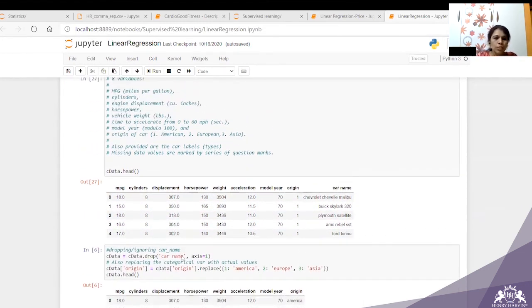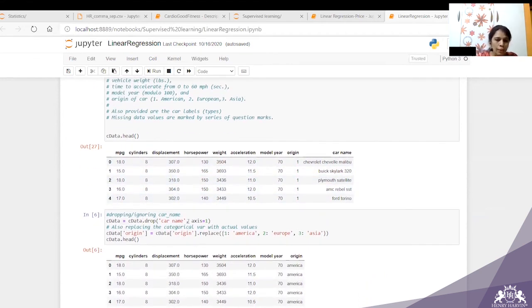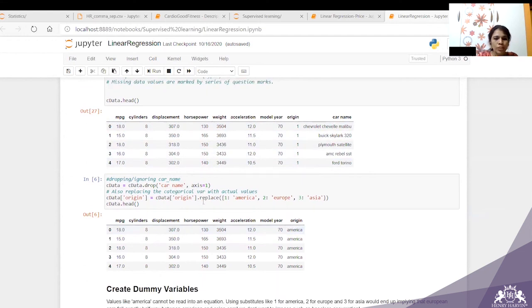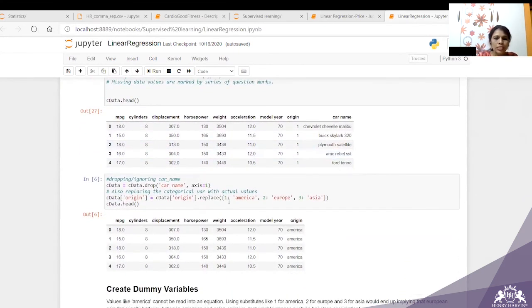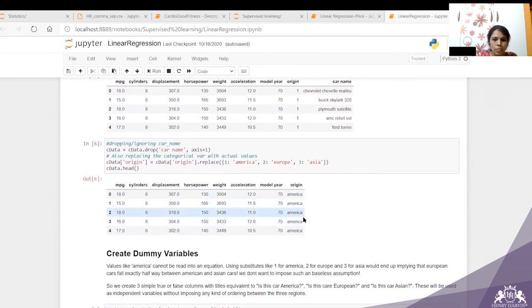So what I am doing is, the data frame name is C data, a data frame. So I am dropping car name. Whenever we drop it, you remember axis equal to 1 means column, right? So the car name column has to be dropped. And then I'm taking a call over there, I want to replace 1 with America, 2 with Europe, 3 with Asia, because that is how it is being given over here. So that is the part I'm doing now, and then I'm checking my data. Now, when I check it, I'm coming to know that, yeah, it's getting changed, right? Now I can see it over here.